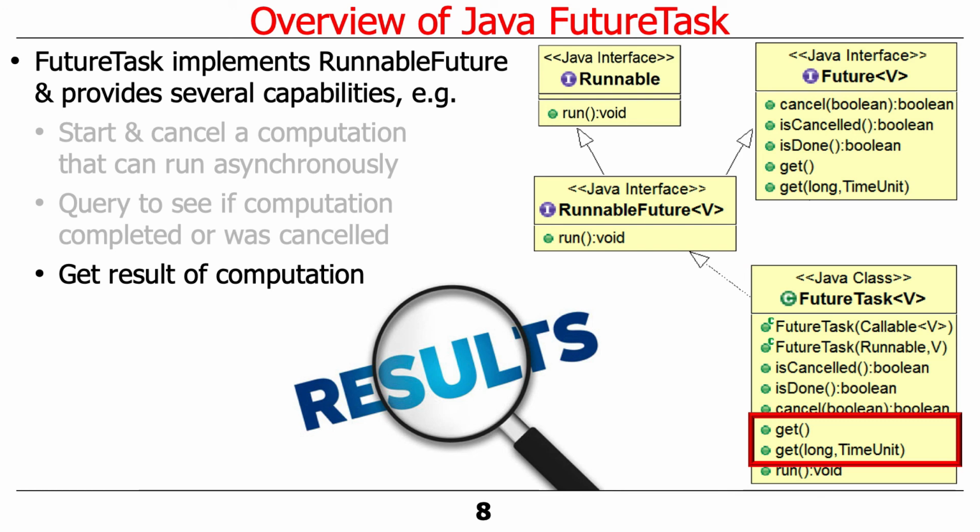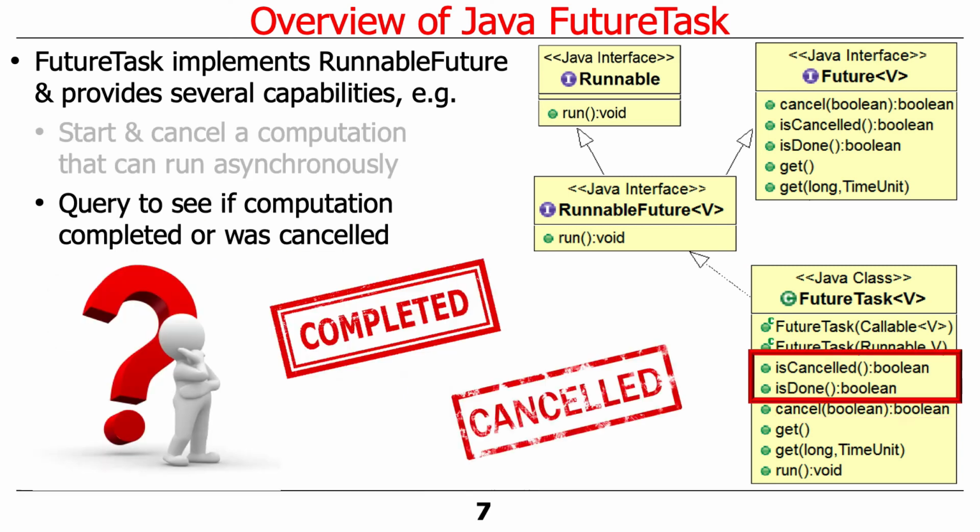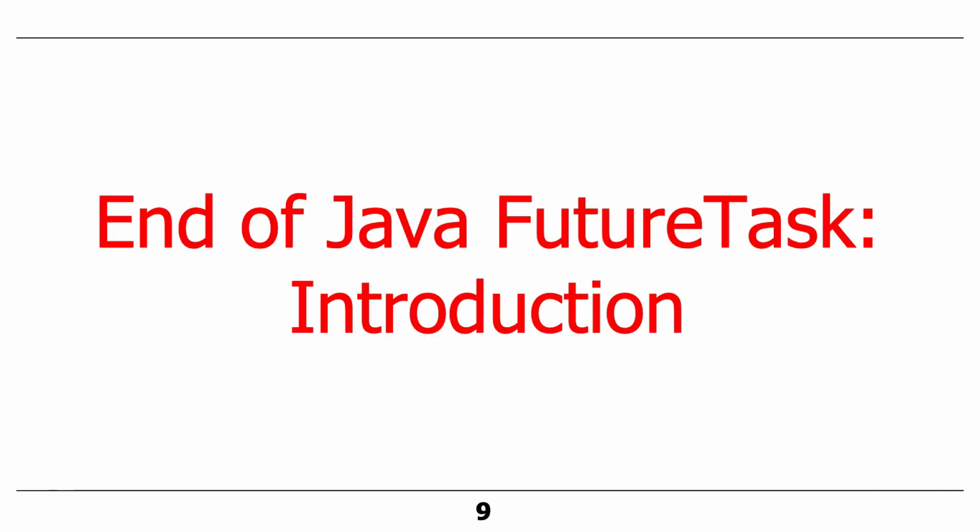So these are basically mostly methods that are obtained from Future. And then the run method, of course, is the one that's used to actually run, so it's used to do the computation itself. All right, so that's all there is for FutureTask. It's a very simple interface, but it's used in some really cool ways, and we're going to talk about those in a second.